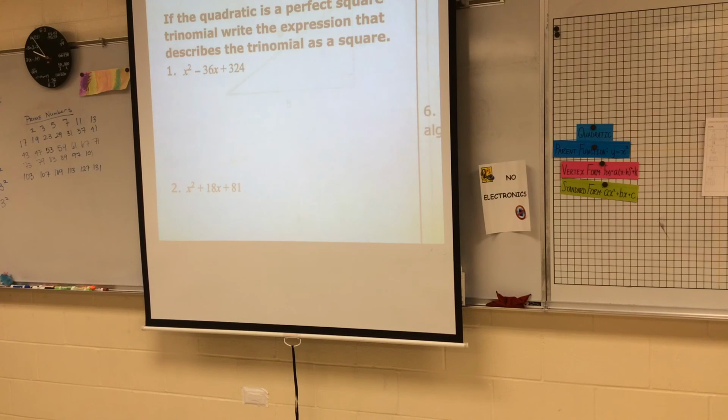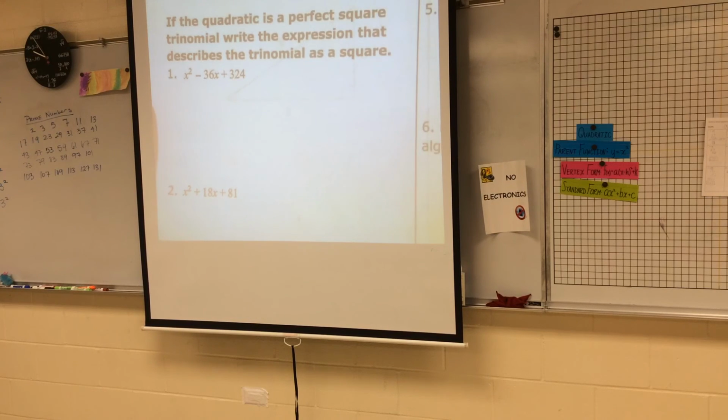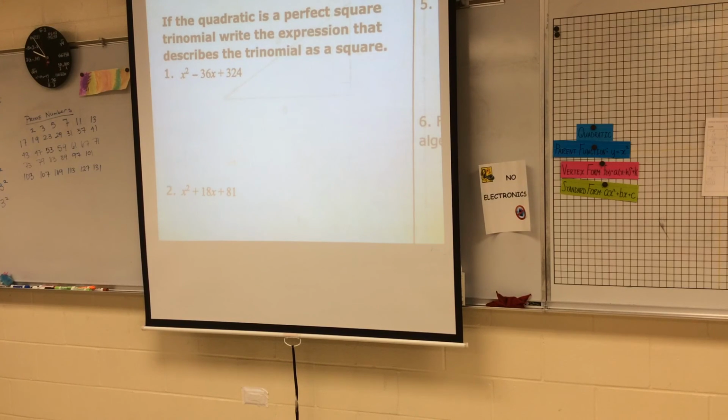All right, so we're going to review for test 13. Test 13 is covering vertex form of quadratics and radicals. So let's take a look at number 1.